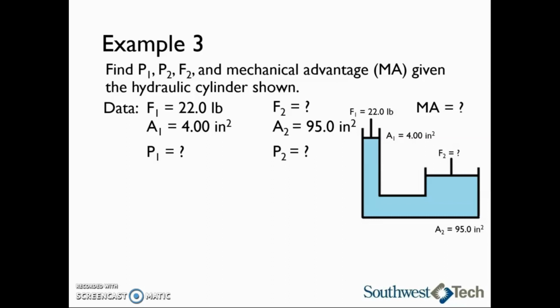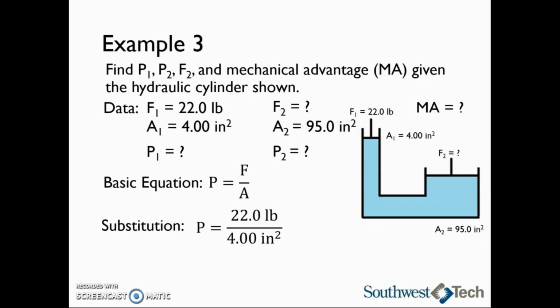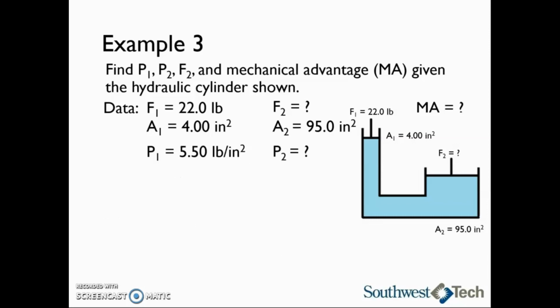We are going to focus on P1 first. The basic equation to find pressure is that pressure equals the force divided by an area. Since this is also our working equation, we can go right to the substitution step. Pressure is equal to 22.0 pounds divided by 4.00 square inches. This gives us a pressure P1 of 5.50 pounds per square inch.